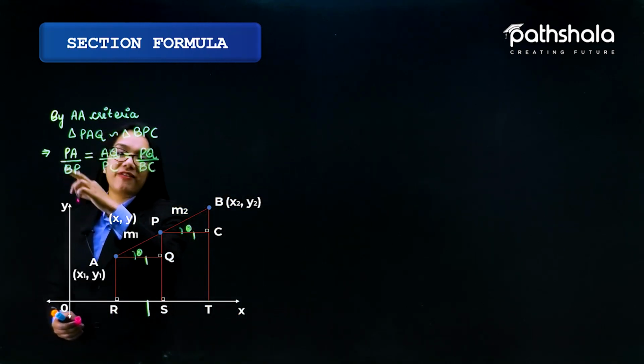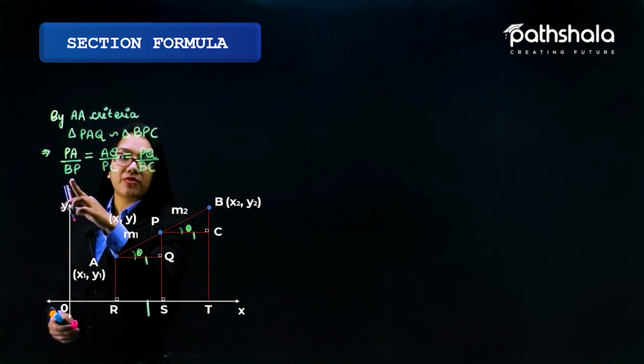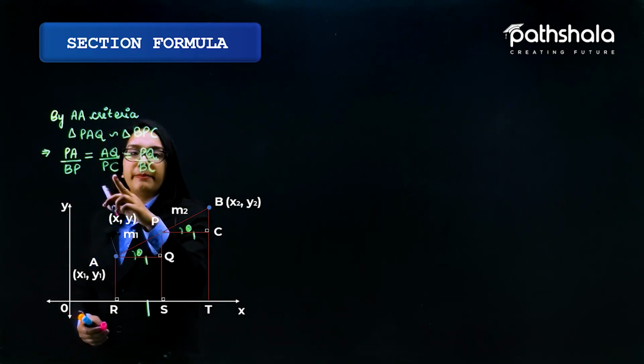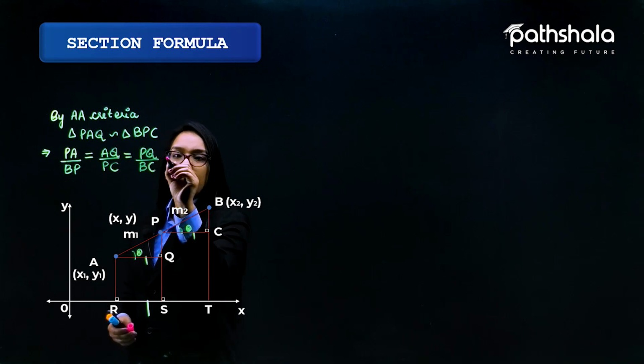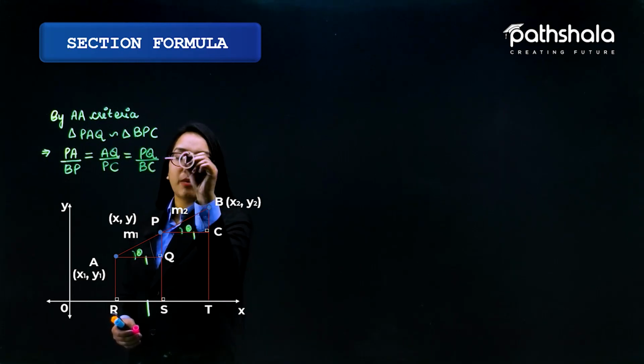So in place of PA, we can write M1. In place of BP, we can write M2. Let's just find out AQ, PC, PQ, BC. Let us suppose I'm calling this equation number 1.